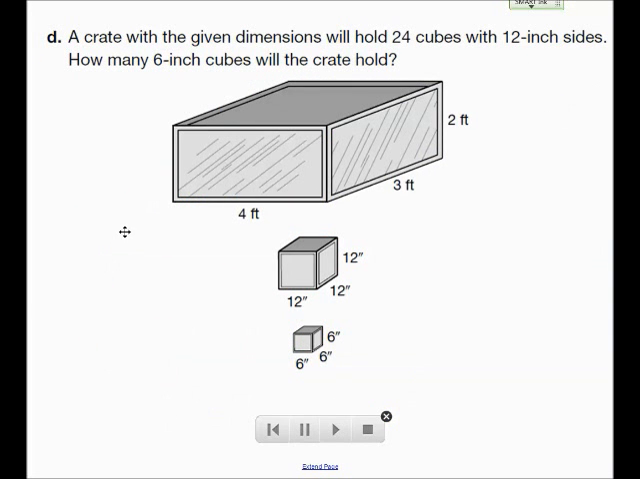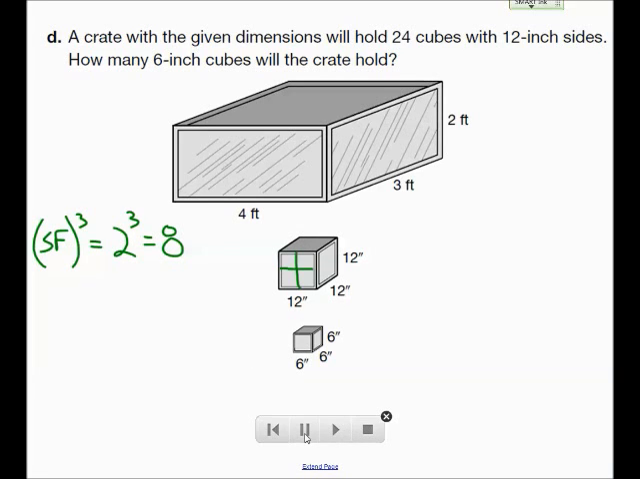Okay, I don't have any more guest readers, so I guess I've got to do this one myself. A crate with the given dimensions will hold 24 cubes with 12-inch sides. So this crate will hold 24 of these. How many 6-inch cubes will the crate hold? Well, I guess first of all, if we look at it, the scale factor from the small cube here to the large cube here is a scale factor of 2. So 8 of these 6-inch cubes will fit into this 12-inch cube.